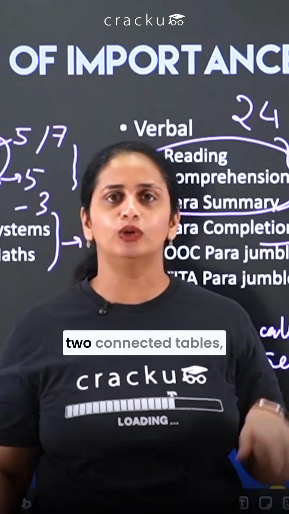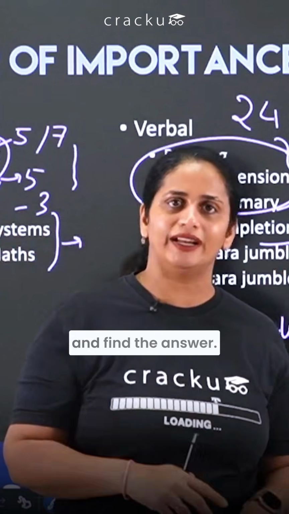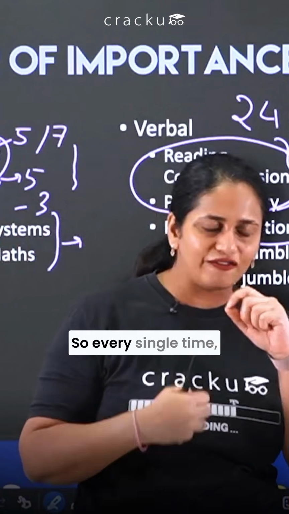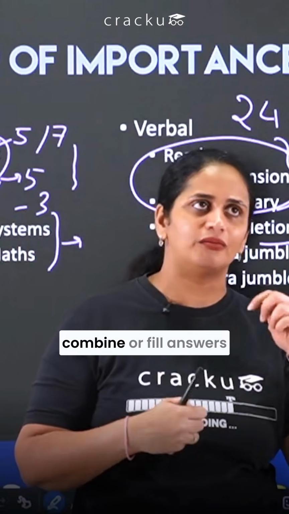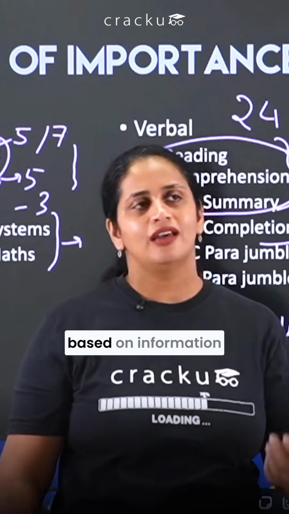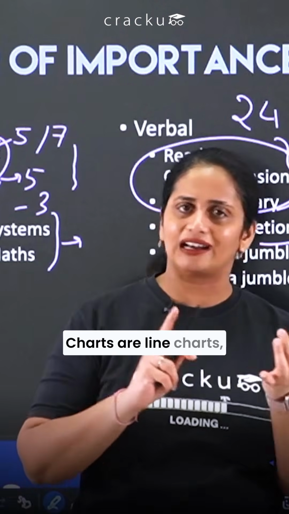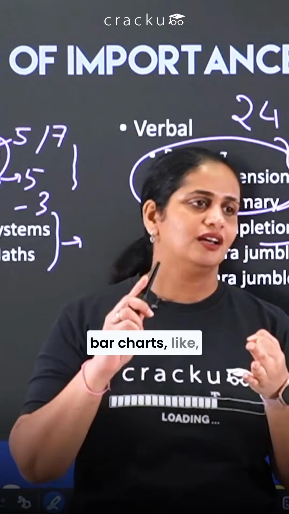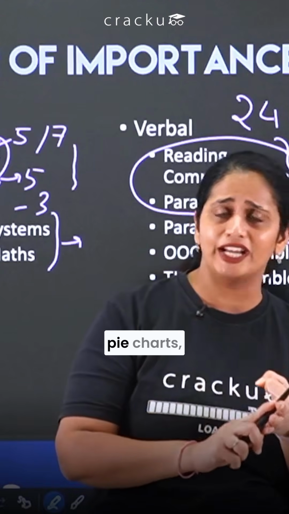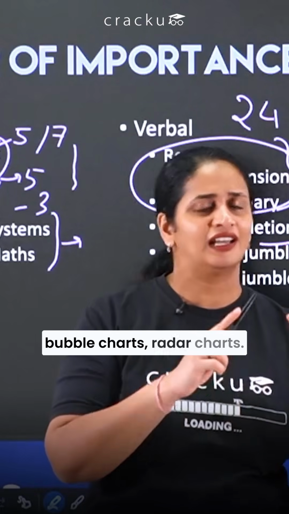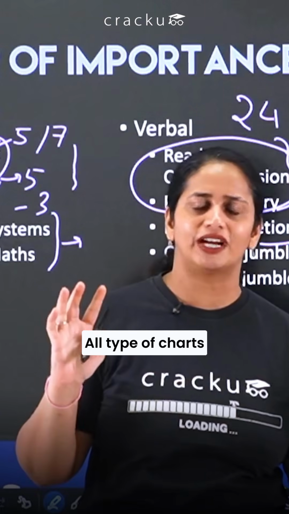Or they will give you 2 connected tables which you have to combine and find the answer. So every single time you have to basically combine or fill answers based on information that is given in either a table or a chart. Charts are line charts, bar charts, pie charts, bubble charts, radar charts, all types of charts are there.